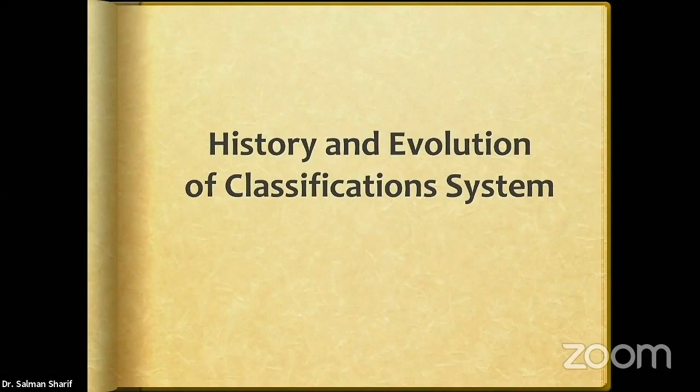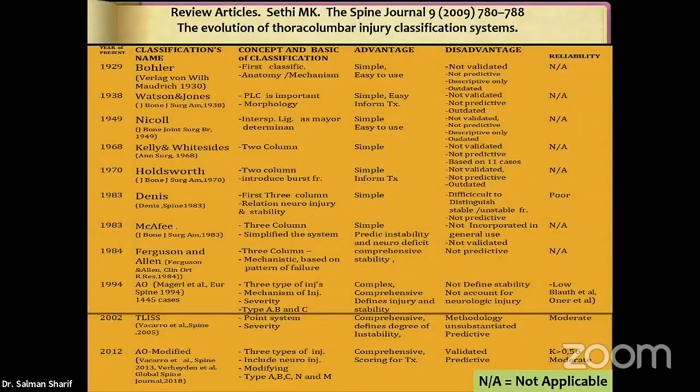Let's see the history and evolution of classification. If you see from the beginning, in 1929 Bohler, and then in 1938 Nicoll, Kelly and Whitesides, Holdsworth, Denis, McAfee, Ferguson and Allen. The review article says this is not applicable. And the beginning of these changes in our classification in 1994 stimulated further research about thoracolumbar injury.